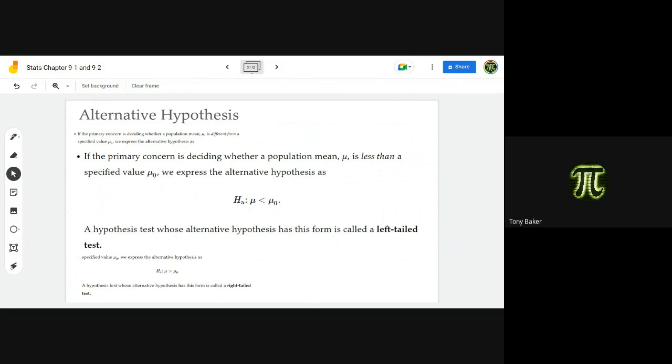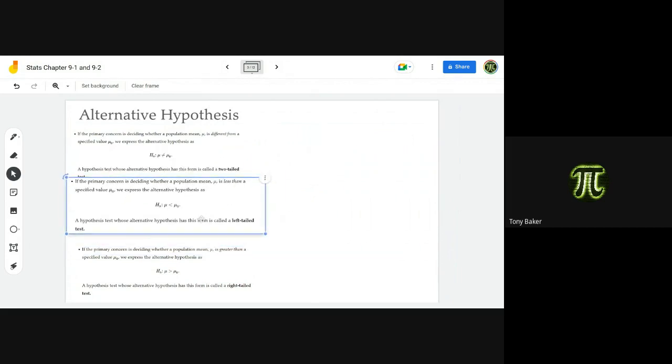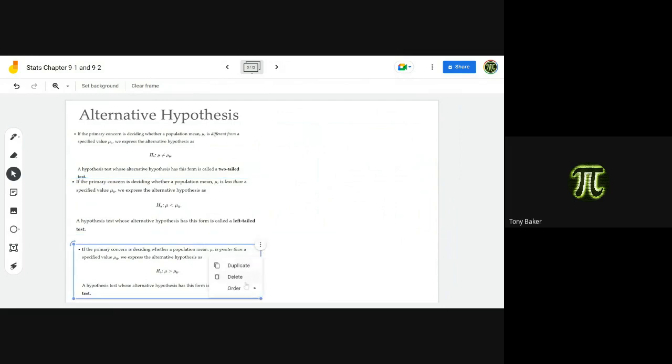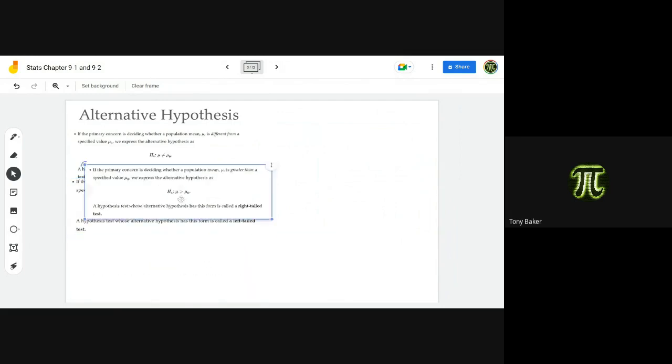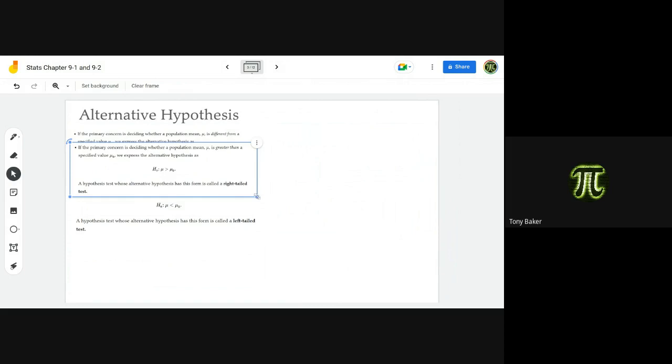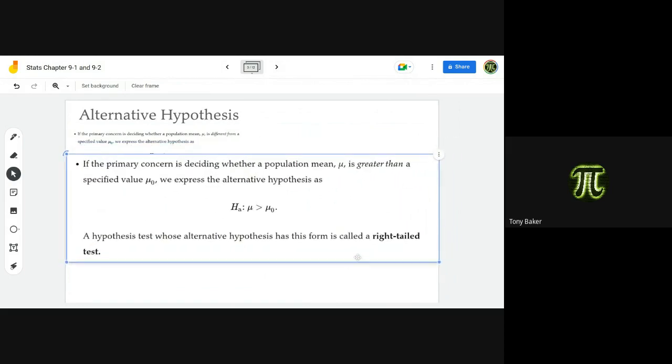So take a guess what the third one is? More than. And it would be a right-tailed test. Exactly. So the other option is if we're saying that the mean is greater than what was originally given. And that would be a right-tailed test because we're going above it.